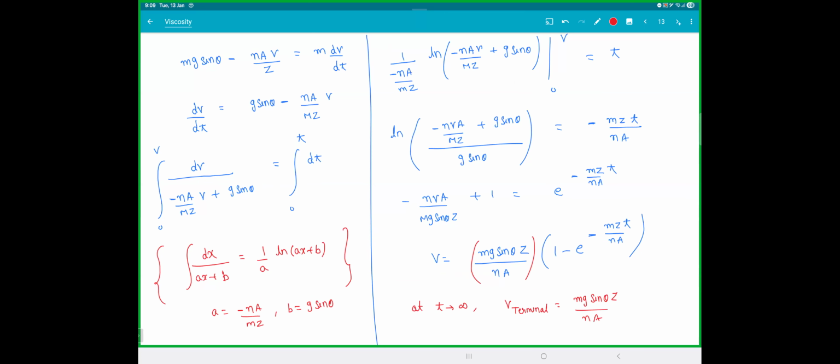You can clearly see this will happen at infinity. That means when you leave it, you're not going to get this terminal velocity immediately. It will take a long time to reach this. Theoretically, never. So now how to plot the graph for this?